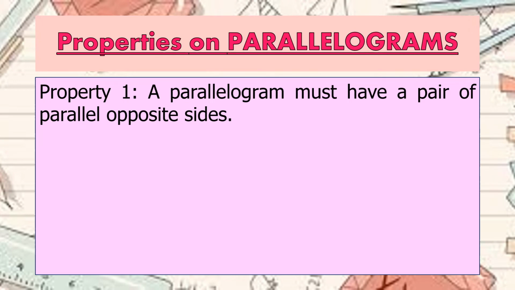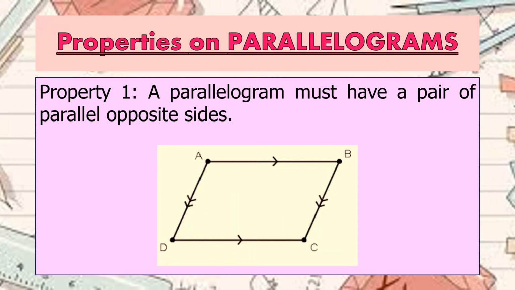Now, let's deal with the properties of parallelograms. The first one, a parallelogram must have a pair of parallel opposite sides. So, yun nga pinag-uusapan natin kanina. On this figure, we have AB parallel with DC. Also, we have AD parallel with BC. Kindly study the figure.